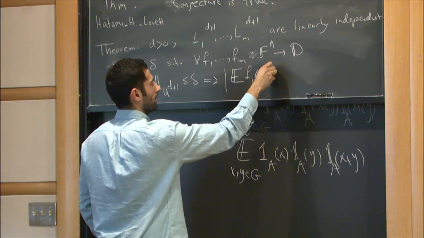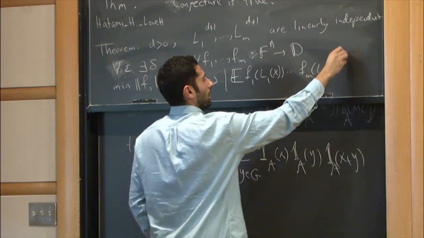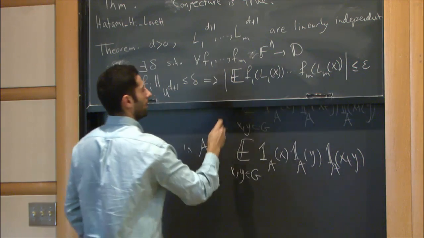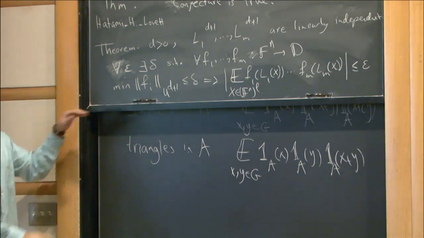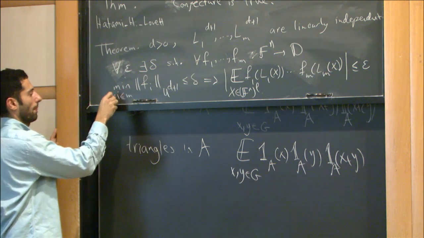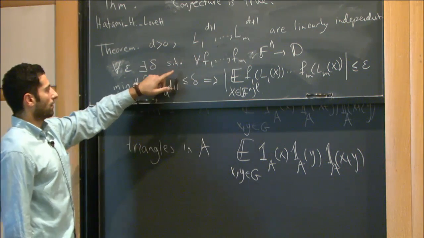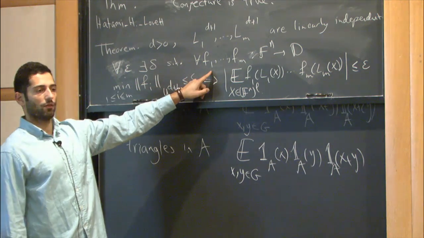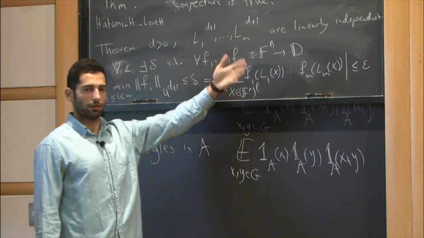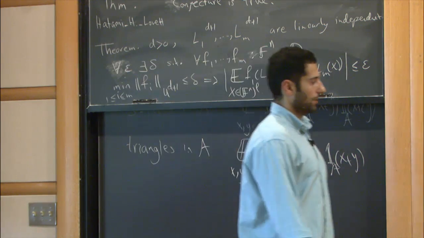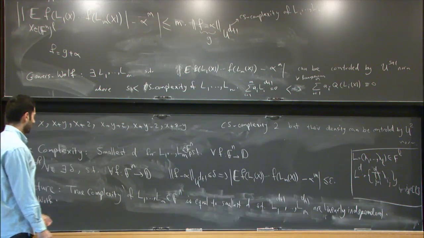So f1 of L1 of x, and so on, for x in F^n. So it says that if we have this linear dependence, then in fact even one of these functions having small Gowers norm is sufficient to bound this collection of linear forms. And this again implies, by the same argument, the theorem for the true complexity.